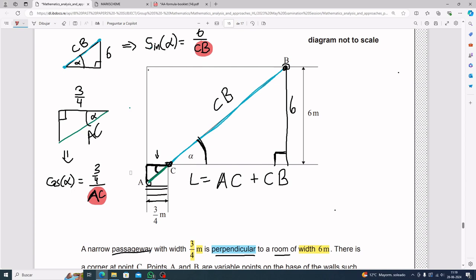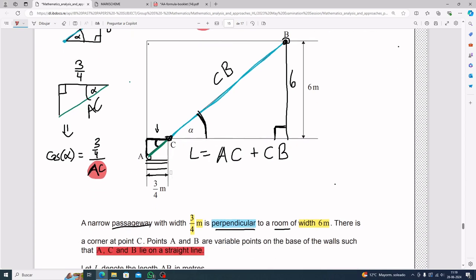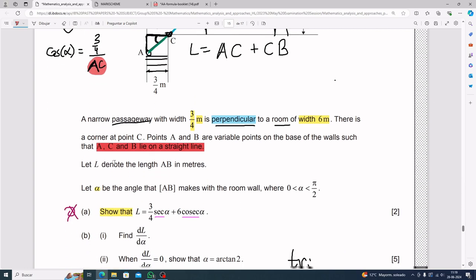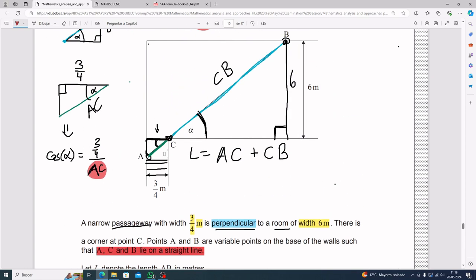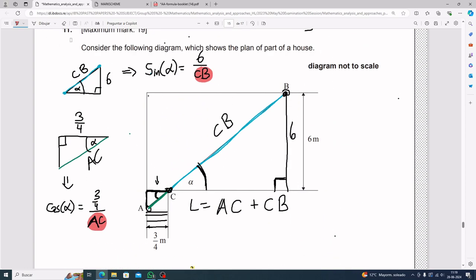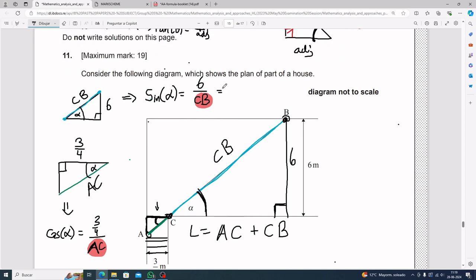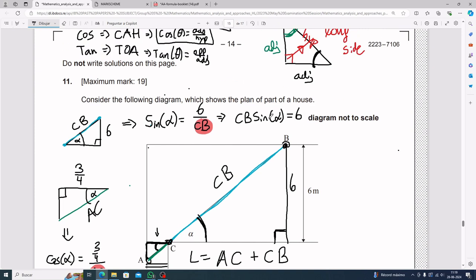If you find AC and you find CB and add them together, that will be the length you're trying to find, and that will pretty much show that L has to be this. So we need to get AC and CB alone, in each of their scenarios. Up here, you can multiply by CB on both sides. So you have CB times sine alpha equaling 6. Now you want CB alone, so you divide by sine alpha on both sides. This goes away with this, and CB has to equal 6 divided by sine alpha.